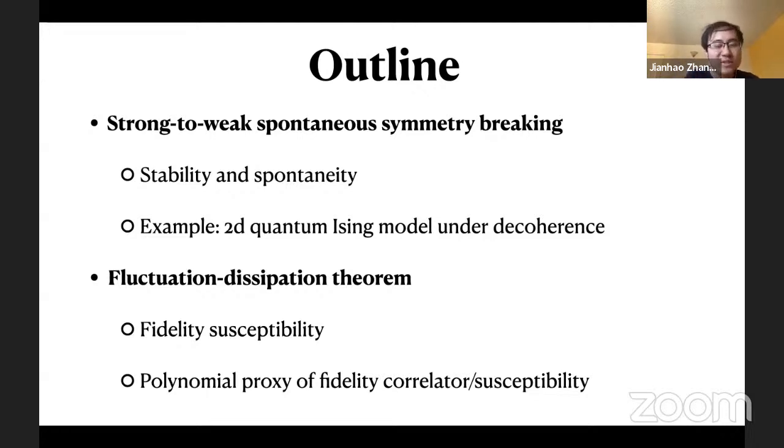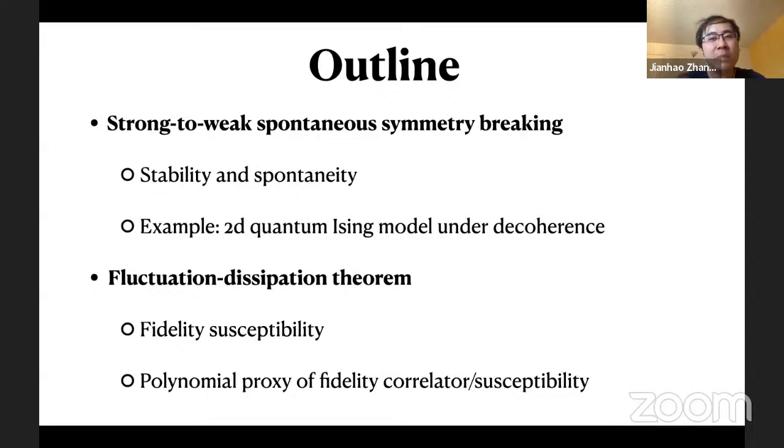With the formal definition and the properties, I will show you a very simple example. That is a 2D quantum Ising model under symmetric decoherence, and you can see that there is a quantum phase transition between the symmetric state and the strong-to-weak SSB. And I will show you what exactly the universality class of the corresponding transition is.